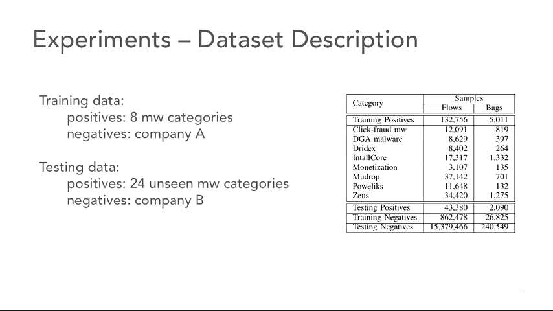Let's jump into the experiments. We took all our data that we had and separated into the two data sets, the training data and testing data. And for the training data, we used 8 malware categories and a background traffic of company A, let's say. And the testing data contains 24 completely different malware categories, completely different from the categories that are in the training data. And a background was a different company. So it is like the toughest scenario that you can have.